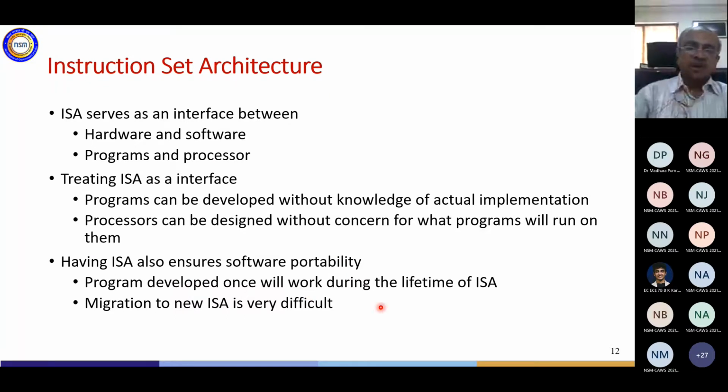Okay, but it has a disadvantage also. Migration to a new ISA is very difficult. An example of that is Itanium. I am going to describe Itanium as a VLIW processor. So if the software is available for an old ISA, it is difficult to move over to the new processor architecture. So that was about ISA.